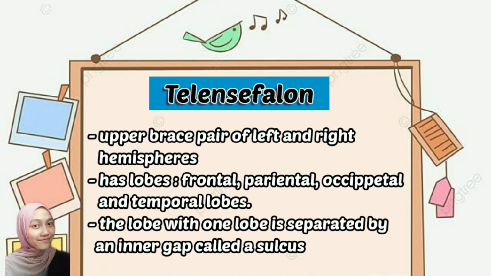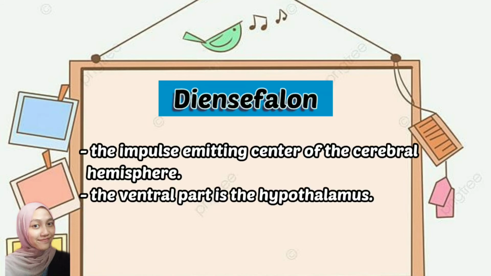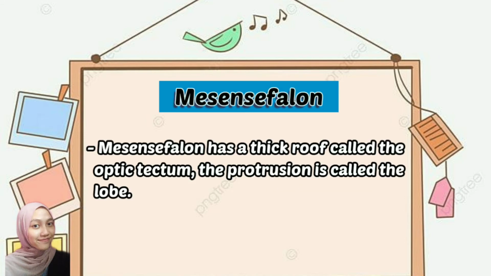Telencephalon, the upper part, has left and right hemispheres and has lobes: frontal, parietal, occipital, and temporal lobes. One lobe is separated from another by an inner gap called a sulcus. Diencephalon, the impulse-emitting center of the cerebral hemisphere. The ventral part is the hypothalamus. Mesencephalon has a thick roof called the optic tectum. The broad portion is called the lobe.